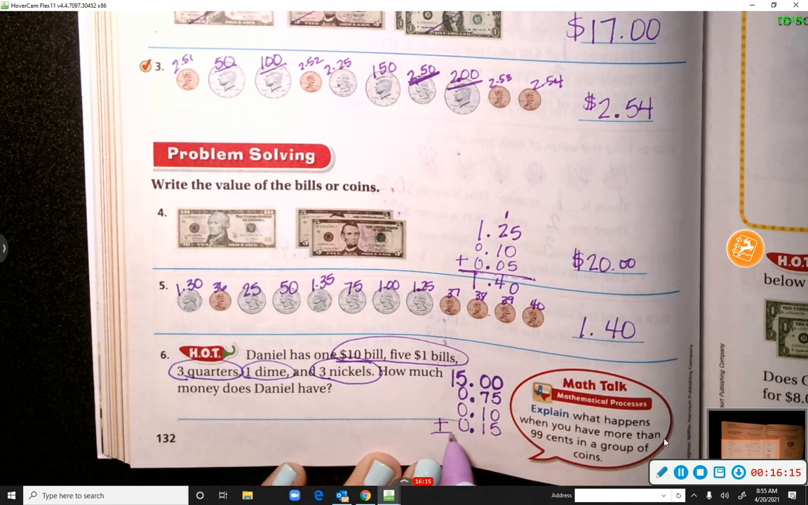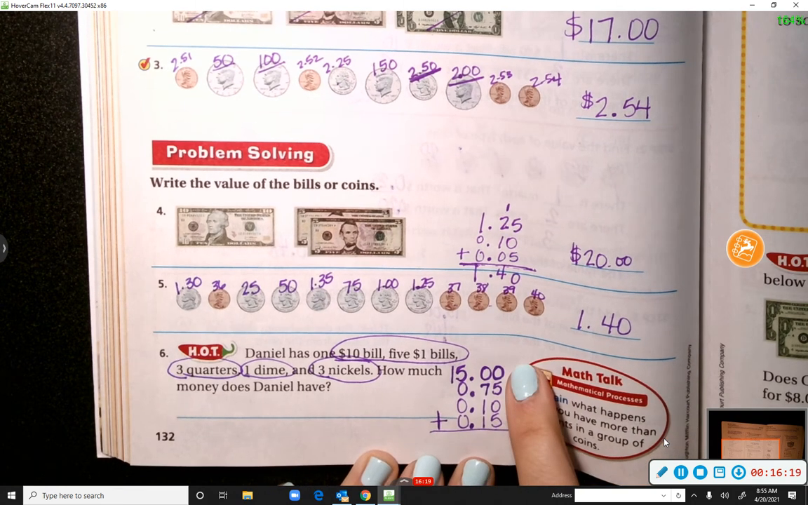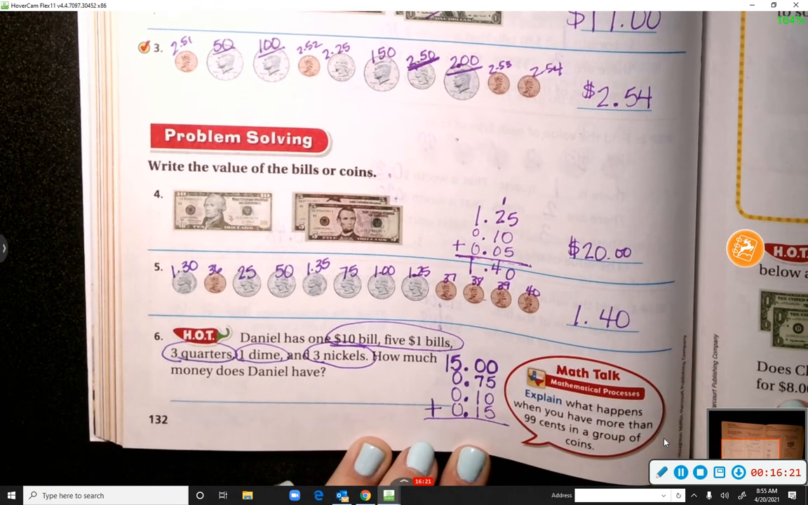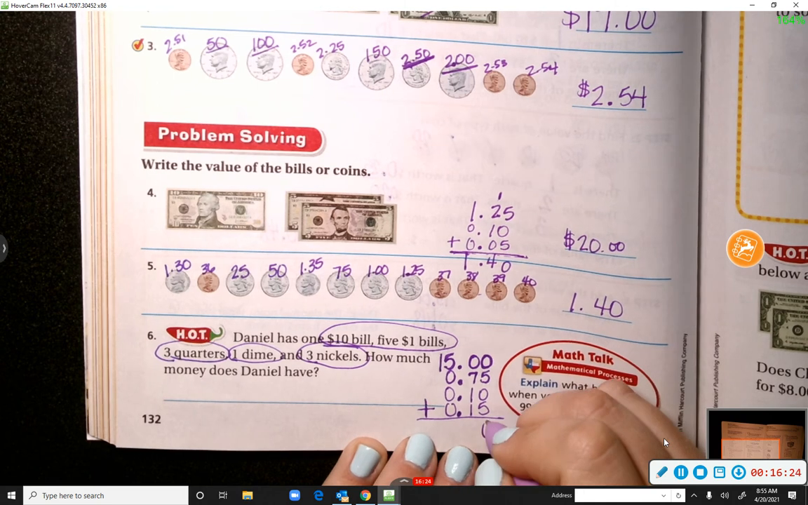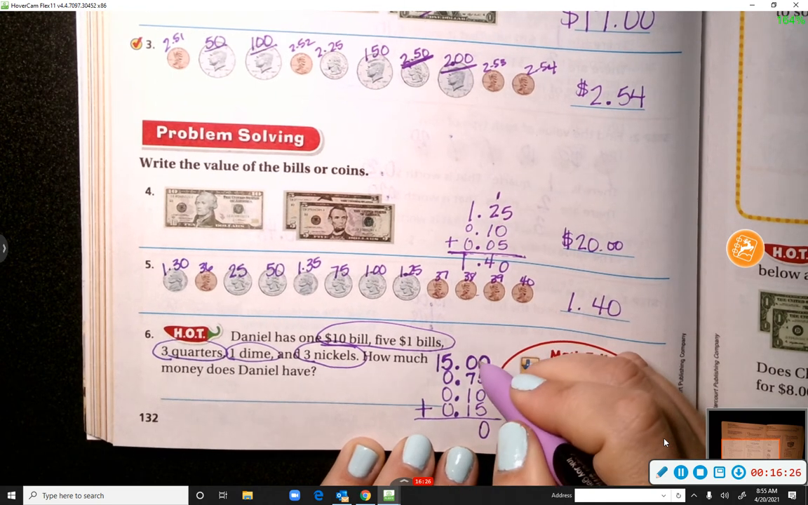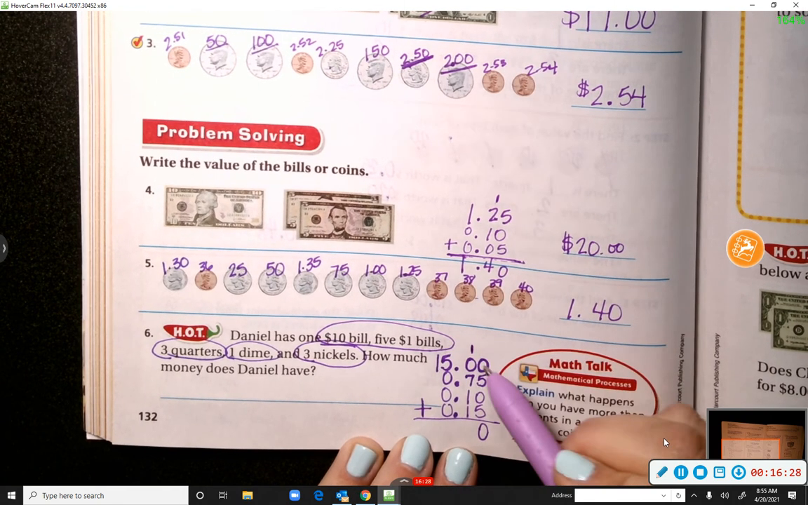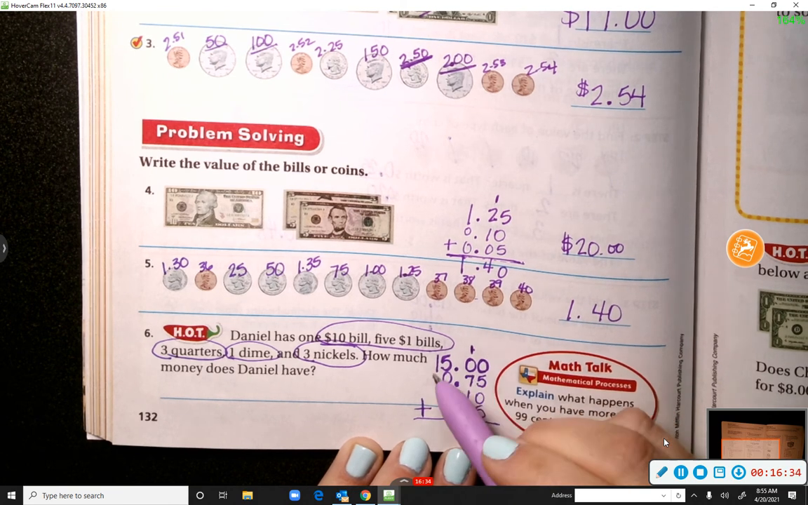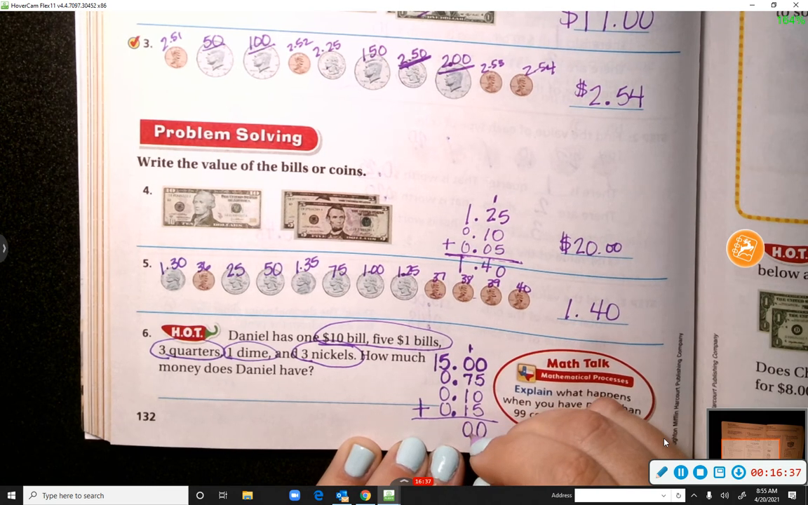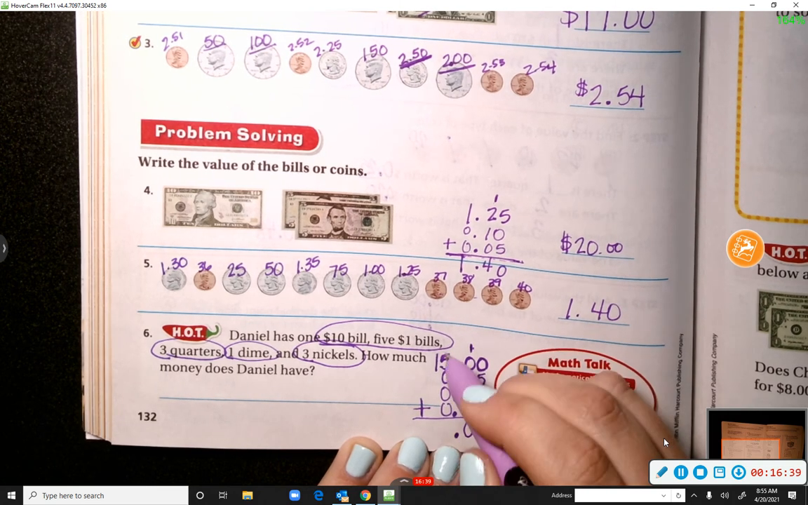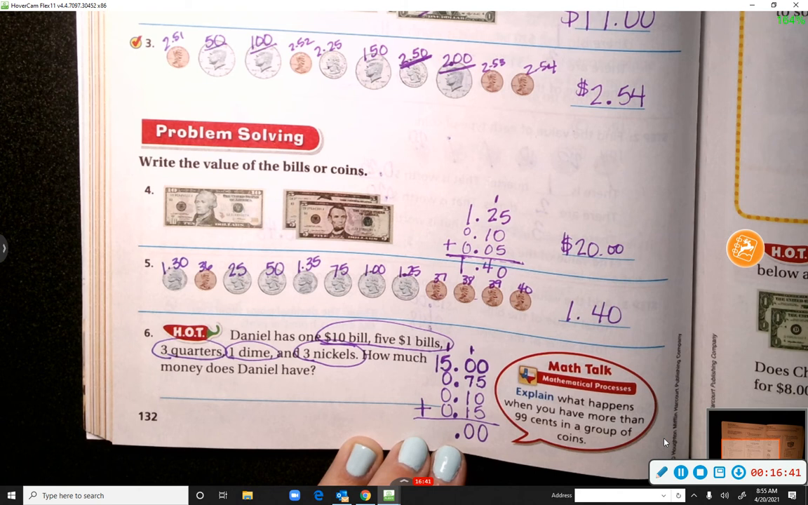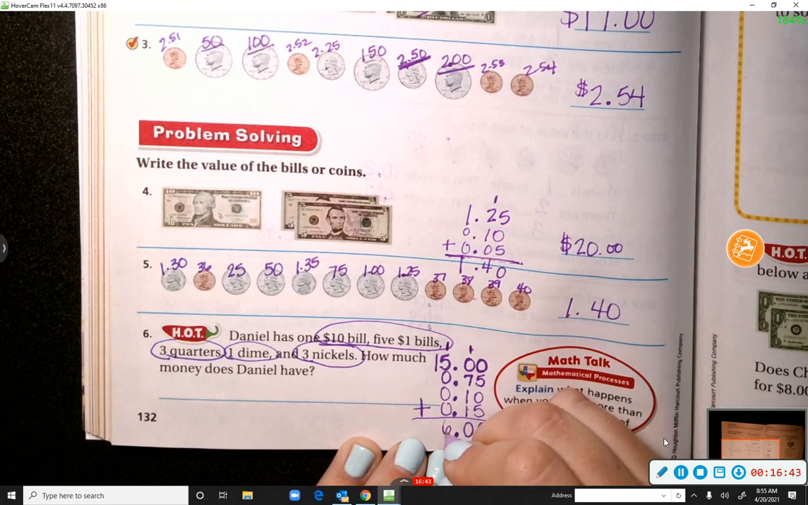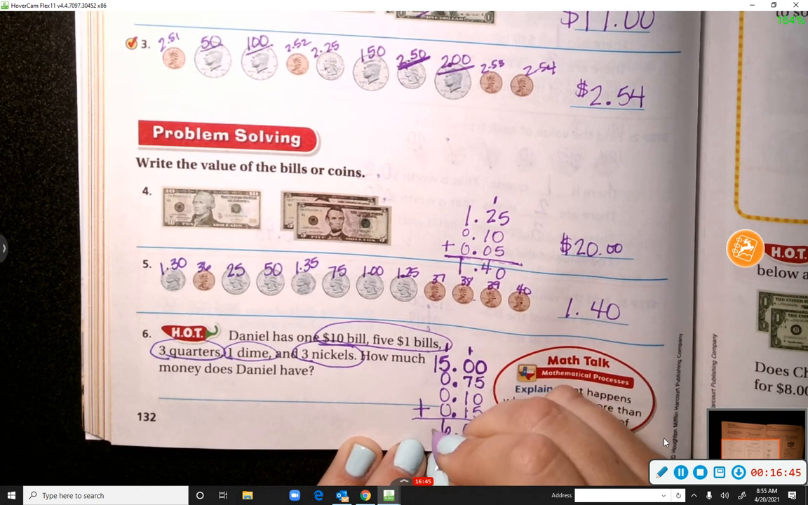Okay, now we add them up. 5 plus 5 is 10. Put the 0 down and carry the 1. 1 plus 7 is 8, 9, 10. Put the 0 down, carry the 1. 1 plus 5 is 6. $16. Allie, can you stop?